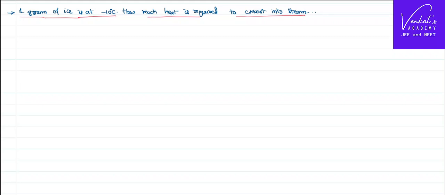First thing is, ice cannot directly convert into steam. A lot of things are involved in the journey. You will see what they are, right? So what is available for you is first of all 1 gram of ice. That is at what temperature? Minus 10 degrees centigrade.